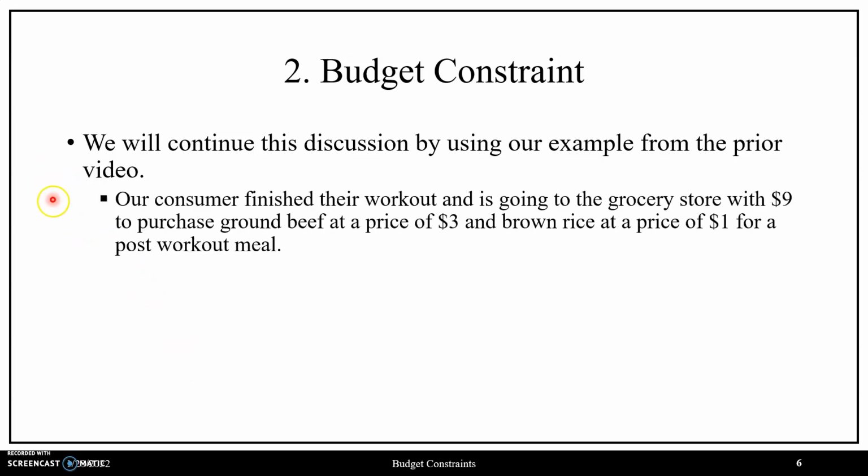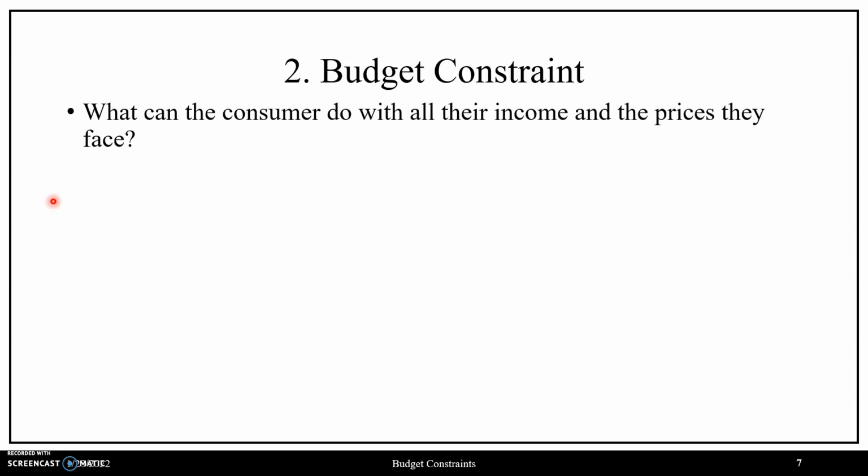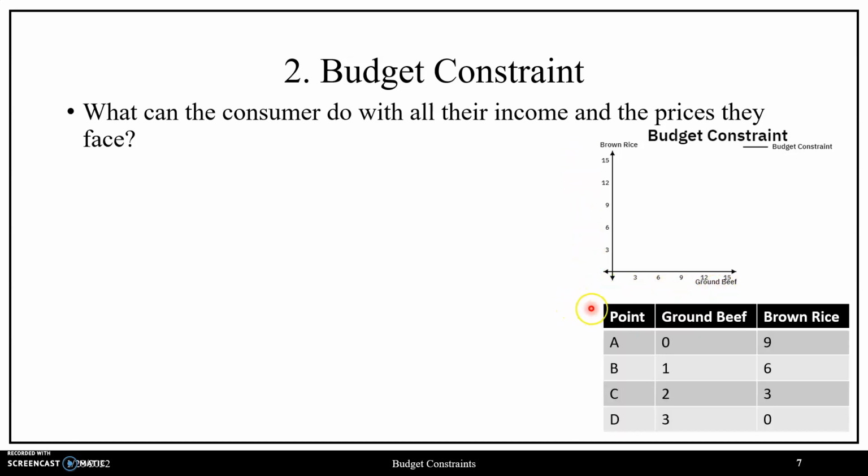video, in which we had our consumer that finished their workout and is going to the grocery store for a post-workout meal, in which they have an income of $9 to purchase ground beef, which has a price point of $3, and brown rice, which has a price point of $1. So then, what can the consumer do with all of their income and the prices they face with this setup? We will relay this information graphically on the right with our budget constraint, brown rice on the vertical, ground beef on the horizontal, and we'll also have our table representation to keep track of this information.